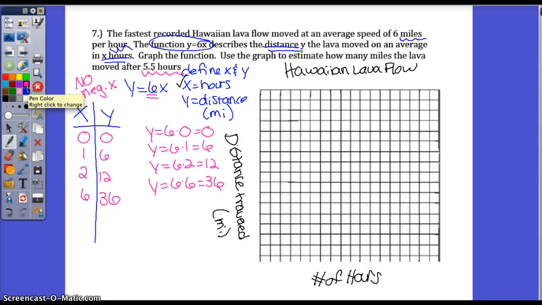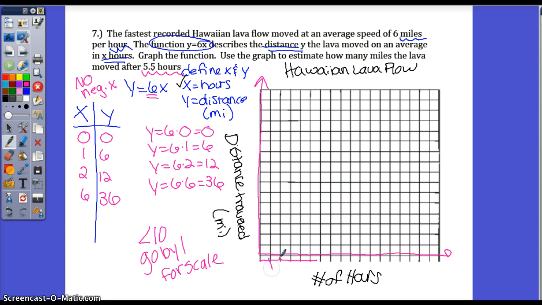Now let's think about how we want to scale our x and y axis. Our x's, we went up to 6. If it's less than 10, go by ones for a scale. So we'd have our x-axis down here. Our y-axis up here because we don't have our negatives. So we'll have 1, 2, 3, 4. You know what? There's 1, 2, 3, 4, 5, 6, 7, 8, 9, 10, 11, 12, 13, 14, 15, 16, 17, 18. There's more than double my 6.